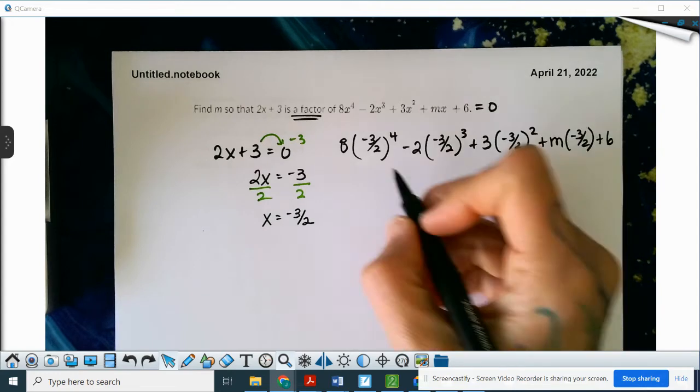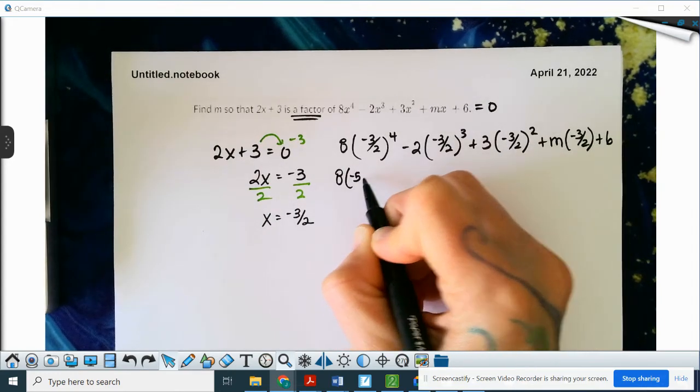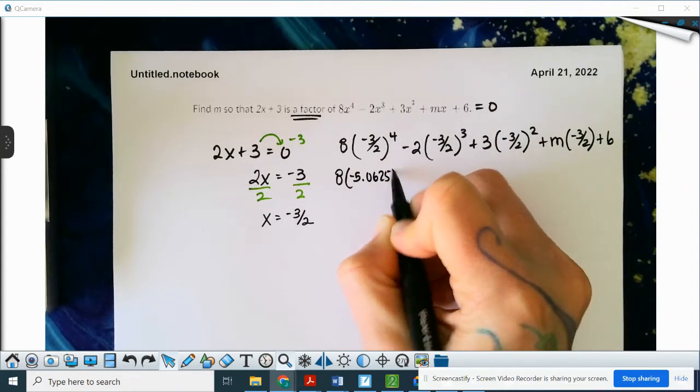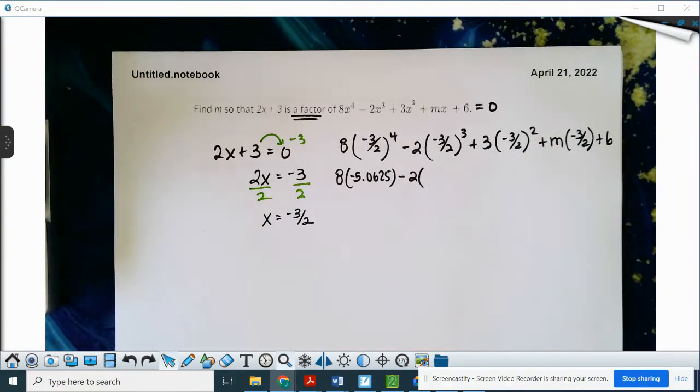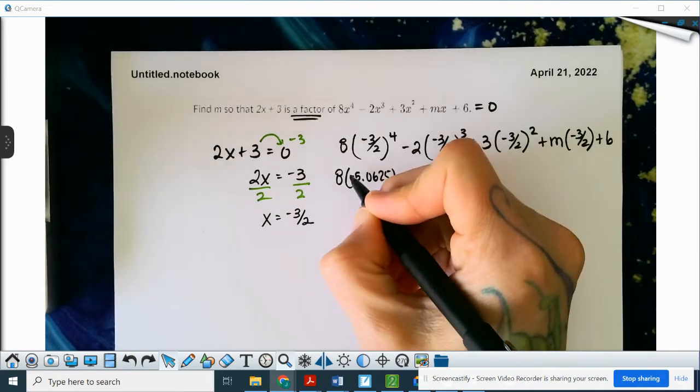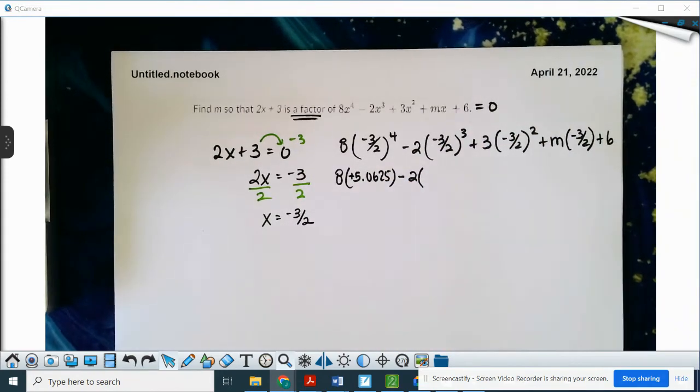So -1.5 to the fourth power is a positive, so 8 times 5.0625, and I'm just showing this to you all the way through, minus 2 times, what's going to be positive? I did exactly what I told y'all not to do. Make sure you use your parentheses.